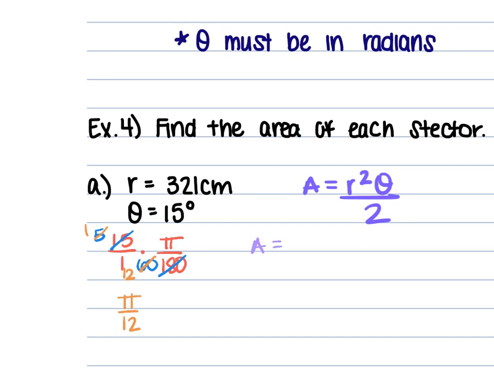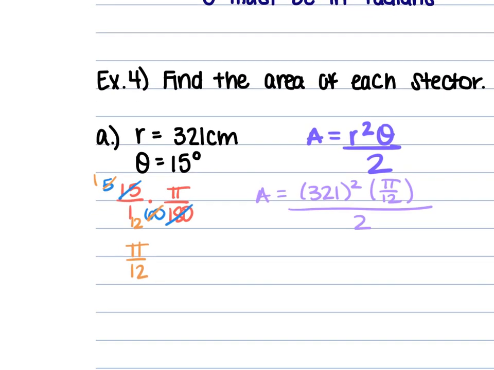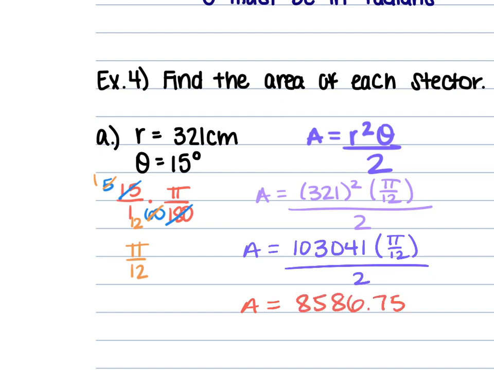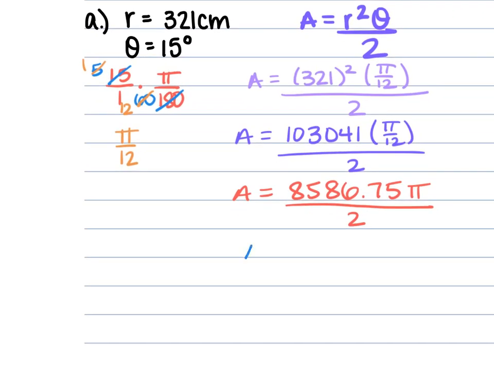So this is going to give us A is equal to 321 squared times pi over 12 all over 2. We go ahead and multiply the 321 squared, and that gives us A is equal to 103,041 times pi over 12 all over 2. So from here, we are going to divide the 103,041 by 12 to get A is equal to 8586.75 pi all over 2. So we're going to divide that number again by 2. And we are going to be left with the area is equal to 4,293.375 pi. And we are leaving these in terms of pi.